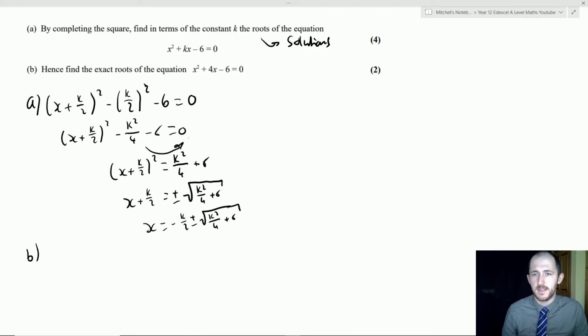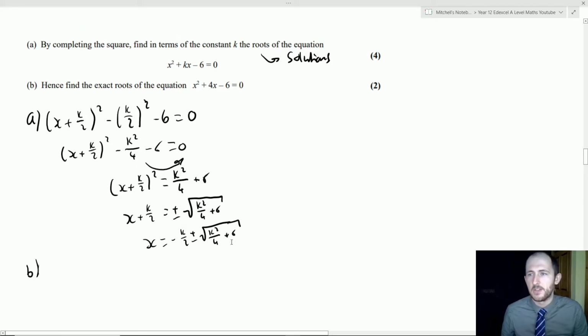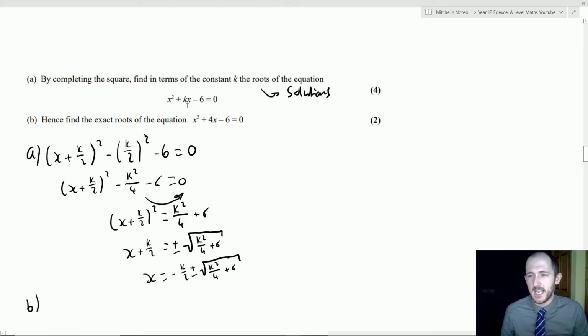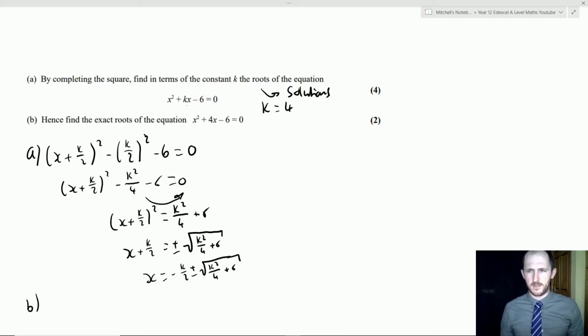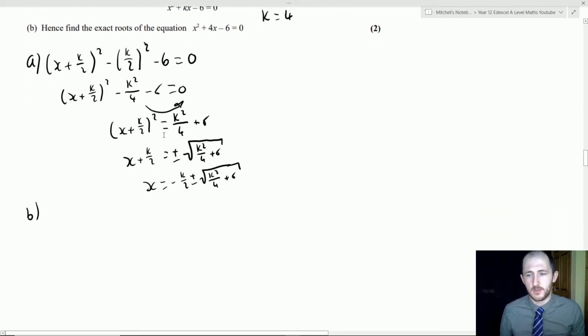And then it says, hence find the exact roots of the equation. So, hang on a minute. Okay, this is kind of annoying. This question's missing something. It tells you what k is, and in this case, it should be 4. I recognise the question. It should have k equals 4 somewhere, but it doesn't. I think that's my bad. But yeah, k is 4, so you just need to find the solutions.